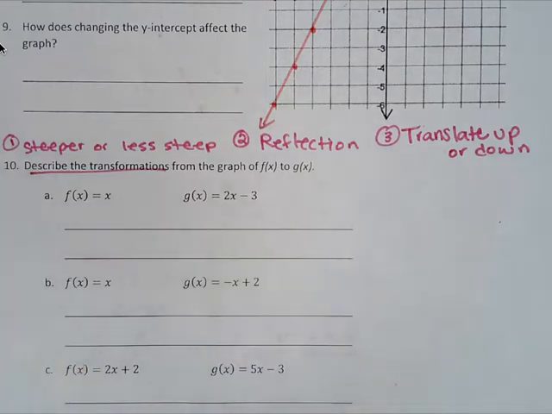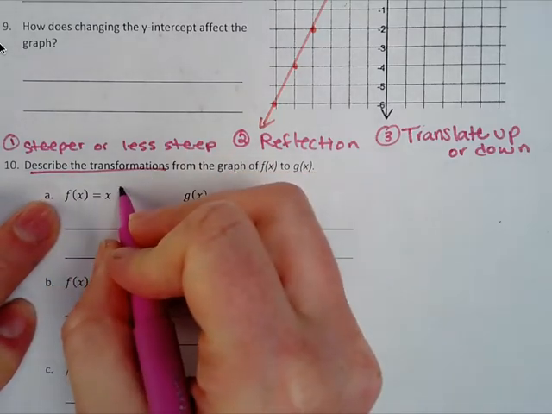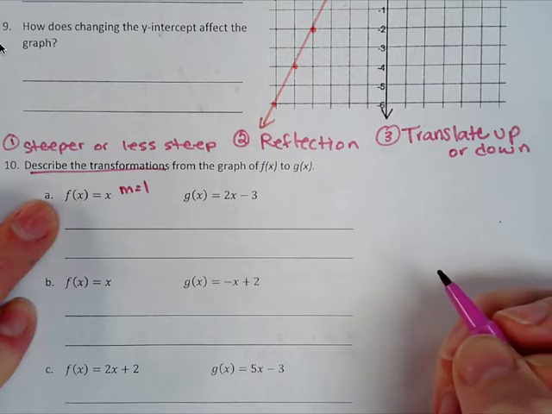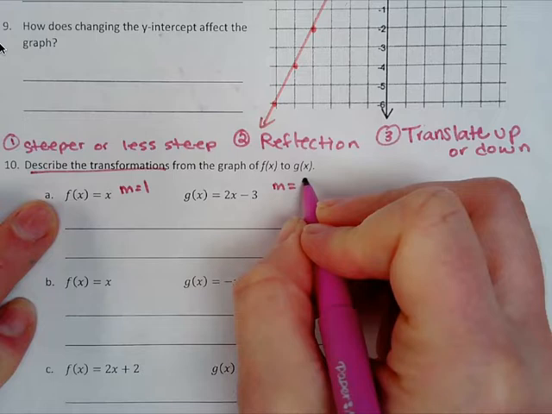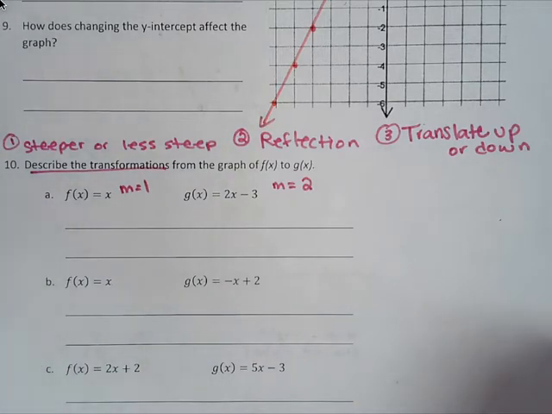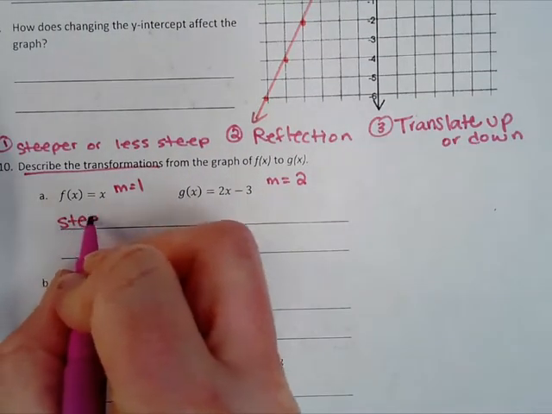So whenever we look at steeper or less steep, we look at the slope. So on f of x equals x, our slope is just 1. On g of x equals 2x minus 3, our slope is 2. So going from a slope of 1 over 1 compared to 2 over 1, how do they compare to each other? Is it going to be steeper or less steep? Steeper. So we're going to write steeper.